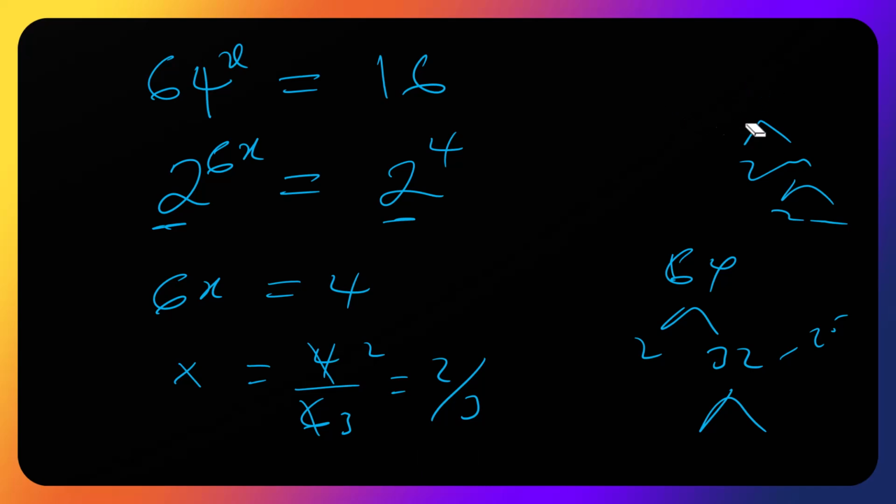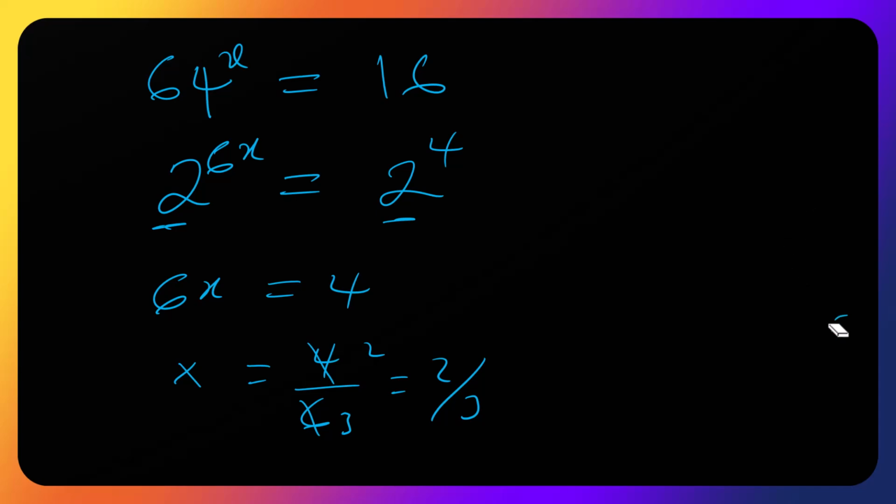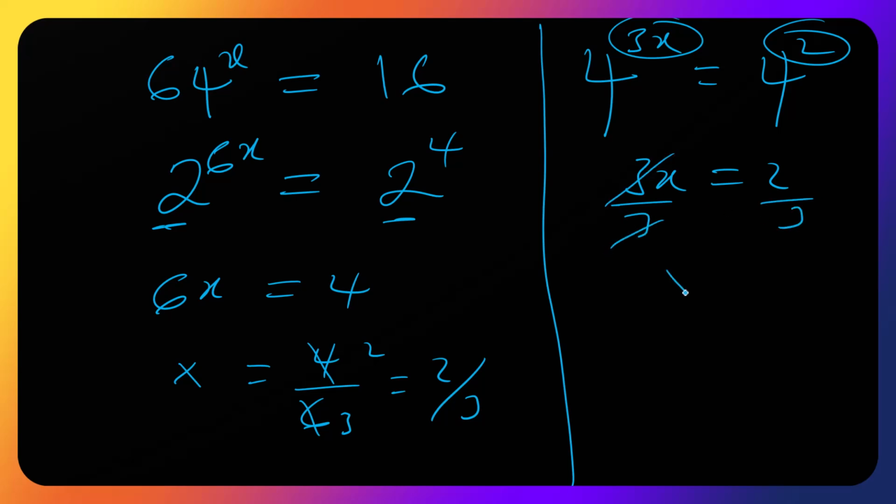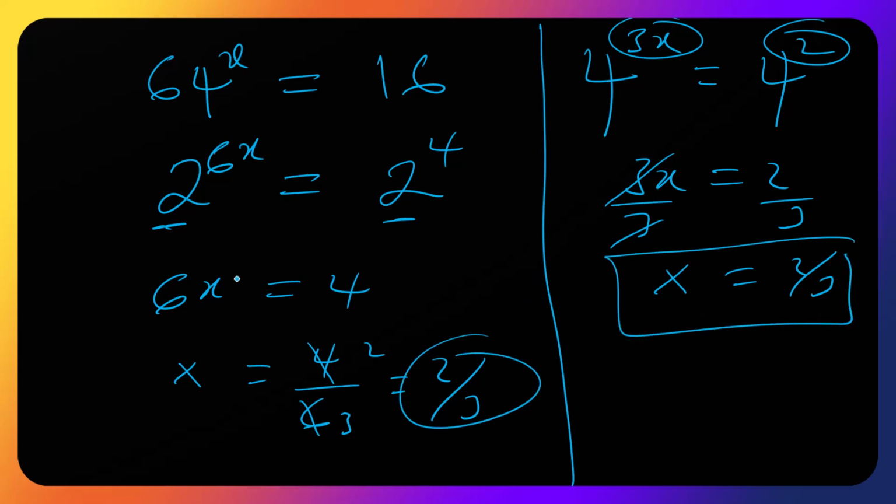And if you don't want to use 2 and you want to use 4, that will be 4 to the power of 3x against 4 squared. So we have this equals that: 3x equals 2. Dividing both sides by 3, the 3s cancel. x equals 2 on 3. So this one is the same as this. As simple as that.